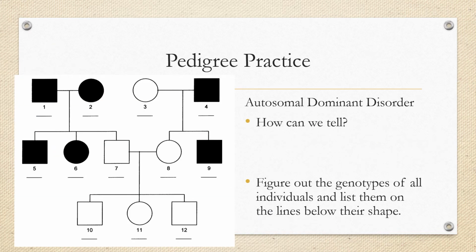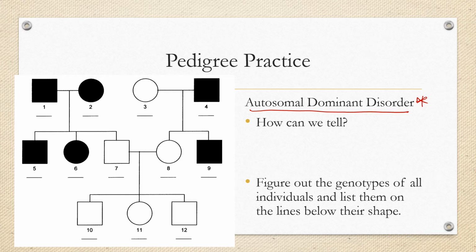Now let's look at this one. I am telling you that it's an autosomal dominant disorder. The way I like to approach these problems, if they tell me that it's dominant or recessive, I automatically want to go and start filling in some of this missing information.